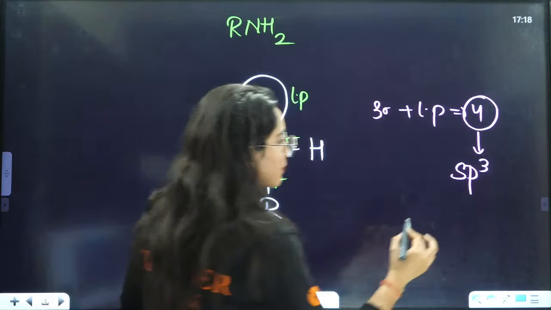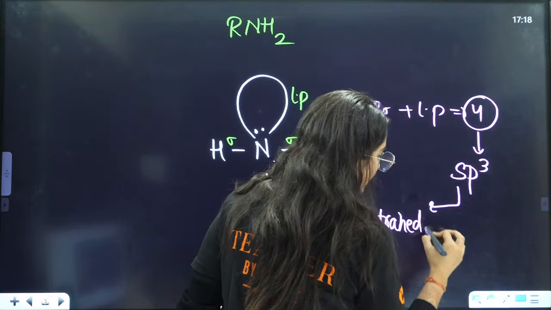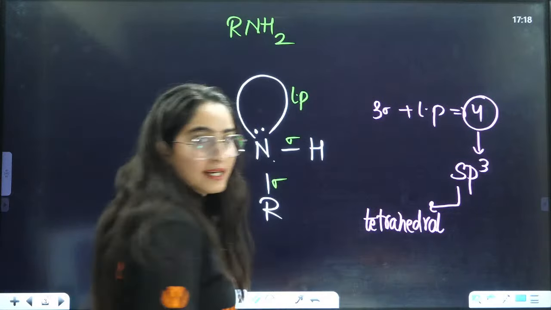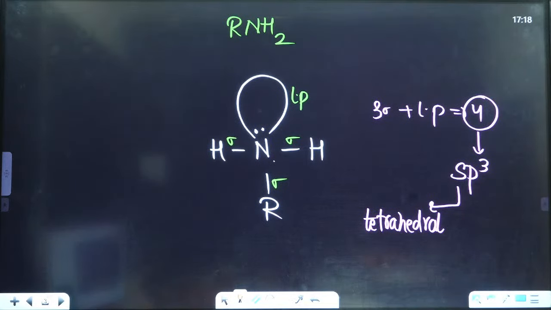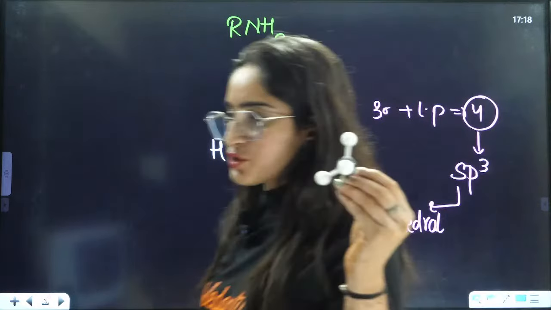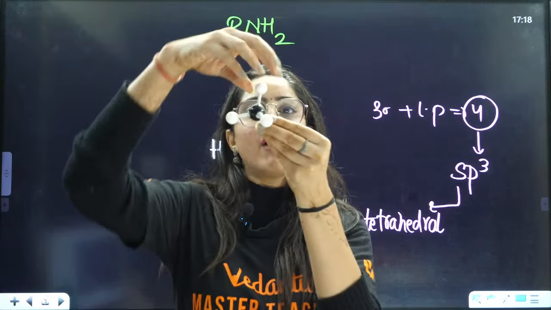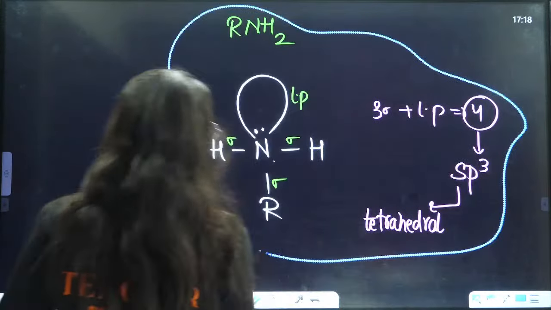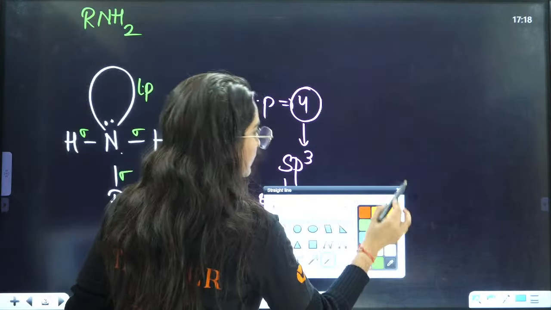And sp3 hybridized means it is tetrahedral. So we can say that this will be called tetrahedral, right? What is exactly tetrahedral? Can anybody tell me what is exactly tetrahedral? Anyone in the chat box? So this is tetrahedral, as you can see here. You have 1 bond. It is like in 2D we showed tetrahedral structure like this, but in 3D it is different, right?